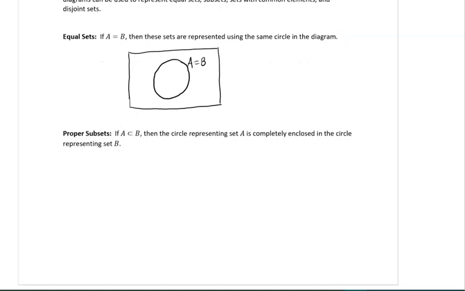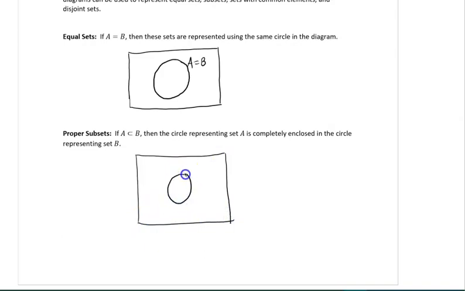Proper subsets. If A is a proper subset of B, then the circle representing set A is completely enclosed in the circle representing set B. So recall, by definition, A is a proper subset of B if every element in A is also in B and sets A and B are not equal. So in other words, set A is completely enclosed in set B.